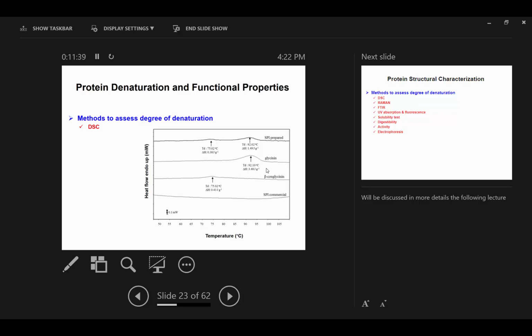So it's a very powerful tool. We rely a lot on it in the protein ingredient world.